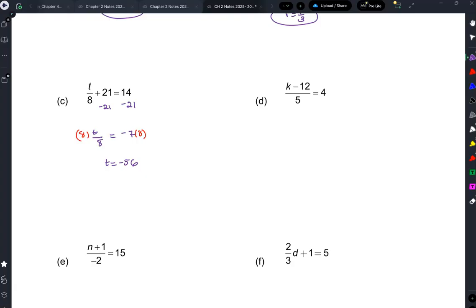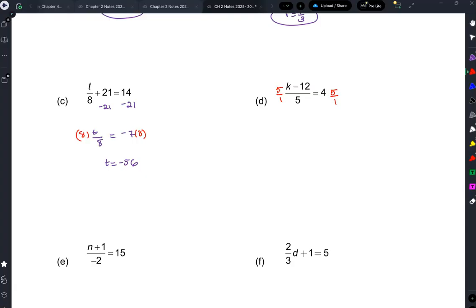The way in which you know that is because the 12 technically isn't alone. It's being held together like with glue with the 5. So first you have to undo it with the 5. So you multiply by 5 on both sides, and you get k minus 12 equals 20.